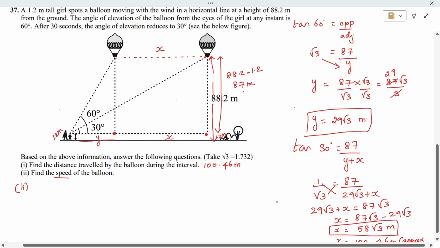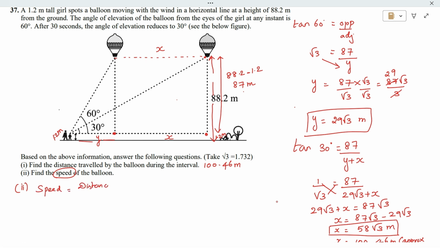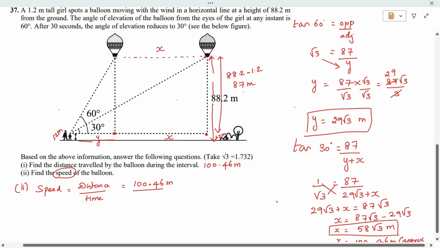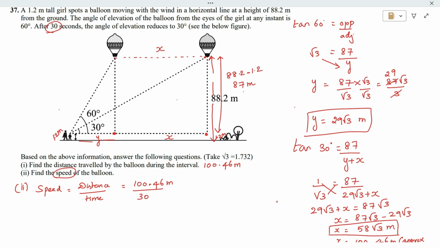Question number 2, find the speed of the balloon. So what is the formula for speed? That is distance over time, right? Distance by time. So distance is 100.46 meter, right? And the time traveled is 30 seconds. So divided by 30. So it is meter per second, right? So unit of speed is meter per second.